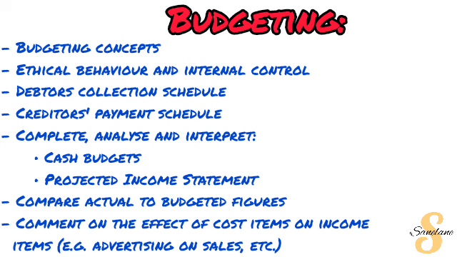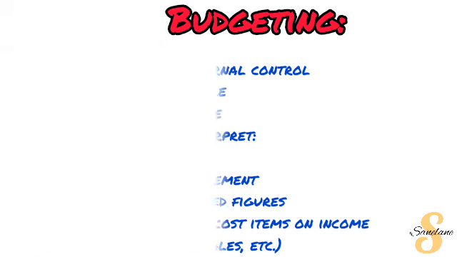Then lastly, you have to be able to comment on the effect of cost items on income items, such as, for example, advertising on sales. So you have to be able to see the cost item and how it affects the income overall in the end.